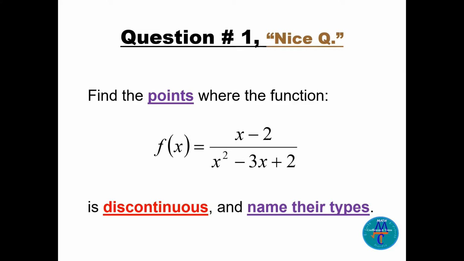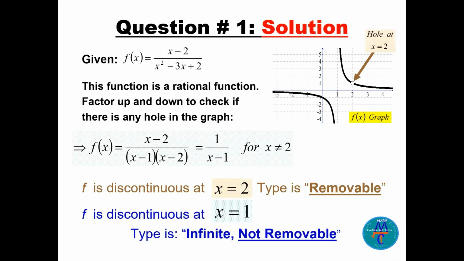So look at the function f of x. This is a rational function. So we can factor up and down to check if there is any hole in the graph. So we leave this x minus 2. In the factoring down here, we put x minus 1, x minus 2. See, when you multiply here, you get this one. So you cancel x minus 2.